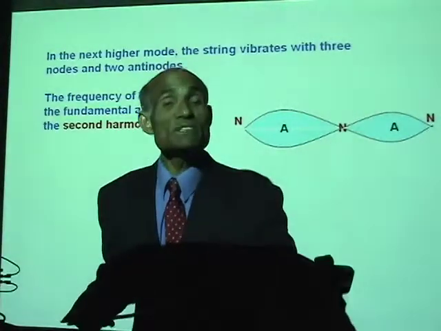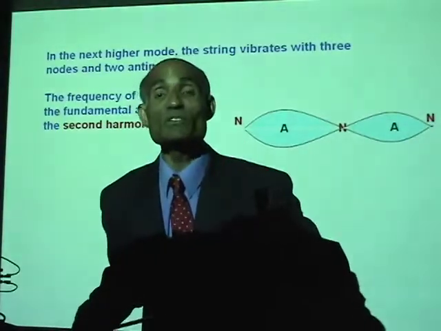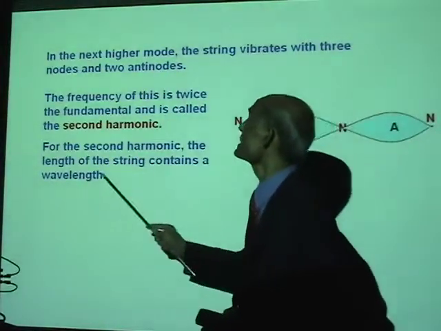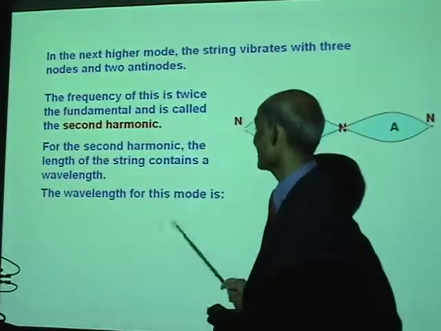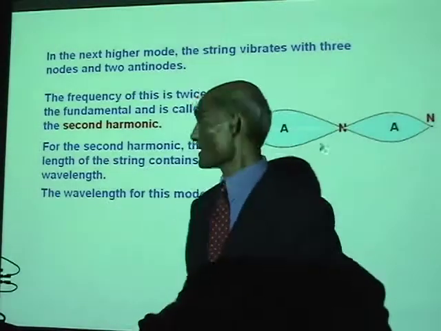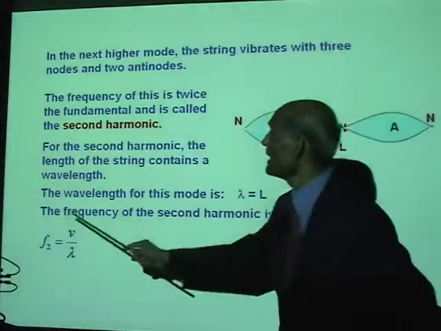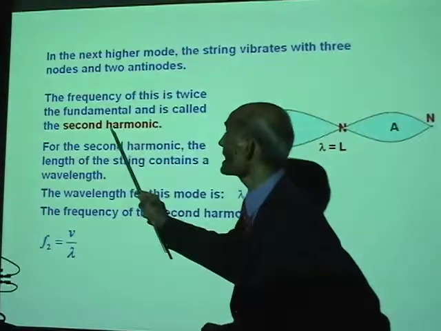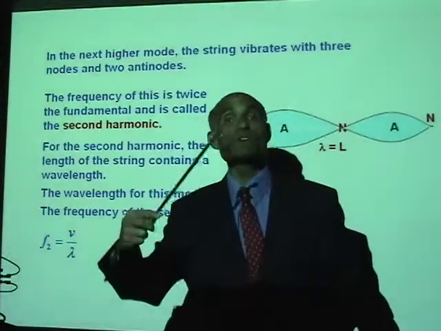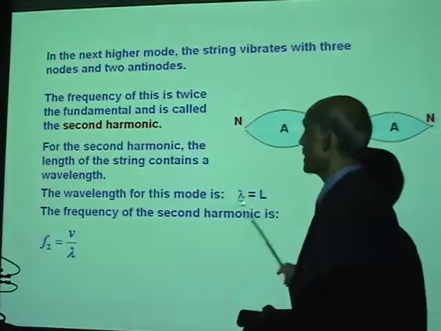When a string vibrates like this, the frequency of vibration is called the second harmonic. So the basic mode is the fundamental. The next mode, the frequency is the second harmonic. And for the second harmonic, the length of the string contains 1 full wavelength. Therefore, we can write lambda equal to L. Alright, what is the frequency of this mode of vibration? The frequency is F2. I'm going to call the frequency of the second harmonic F2. V over lambda, is that right? Frequency is always V over lambda. But lambda this time is equal to L. So let's replace that.